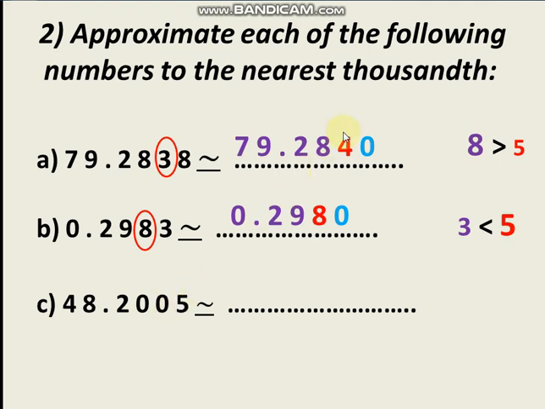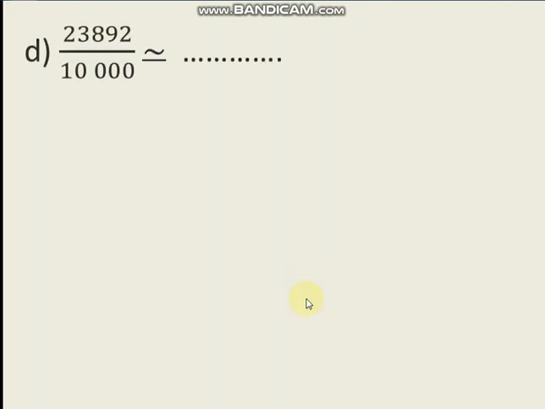Letter C. 48.2005. Approximate to the nearest thousandth. At first, put a circle around the thousandth. The thousandth here is digit 0. Look at the right. The right here is digit 5. We said before that if the digit is equal to 5 or more, replace it by 0 and add 1 to the thousandth. So the result will be 48.2010.